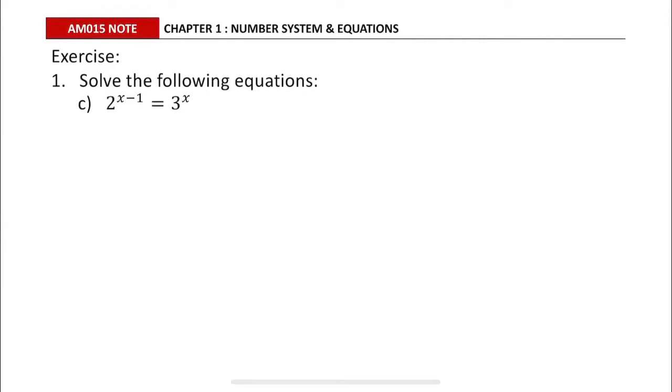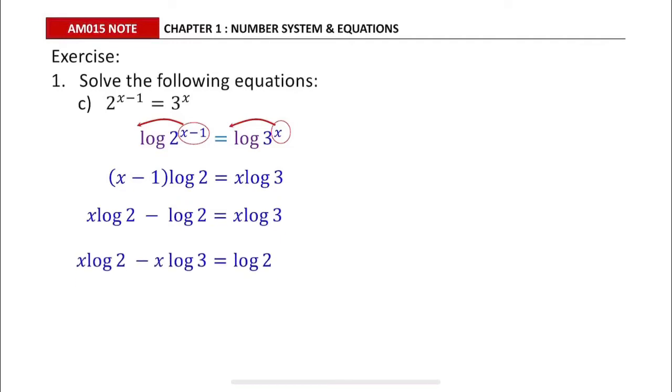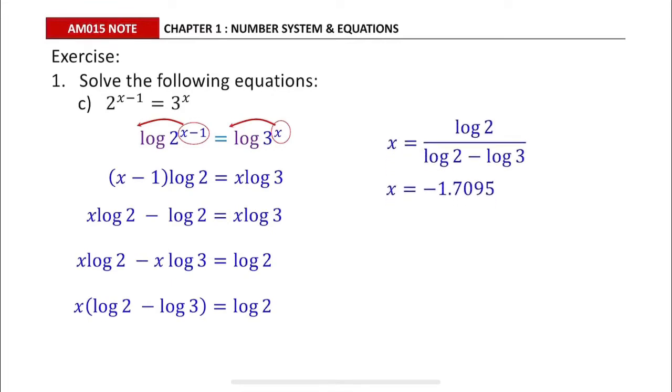For this question, we can directly take log both sides and apply the power rule. Expand the left side, then rearrange the terms so that those terms with x are on the left side. Then factorize the x and solve for x. In fact, we can also state the final answer up to 4 decimal places.